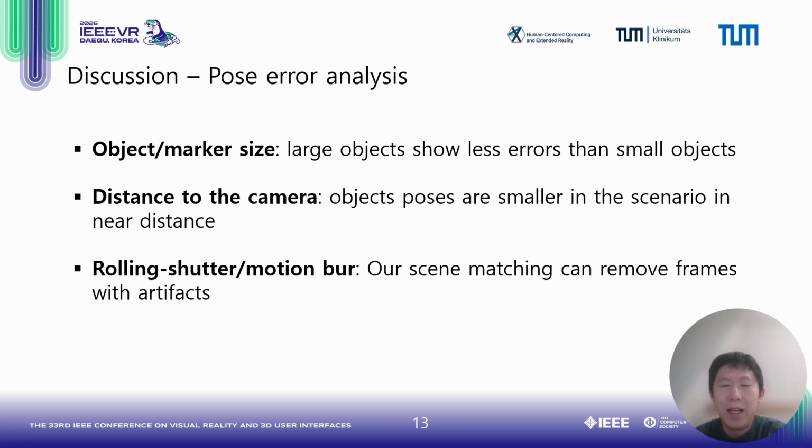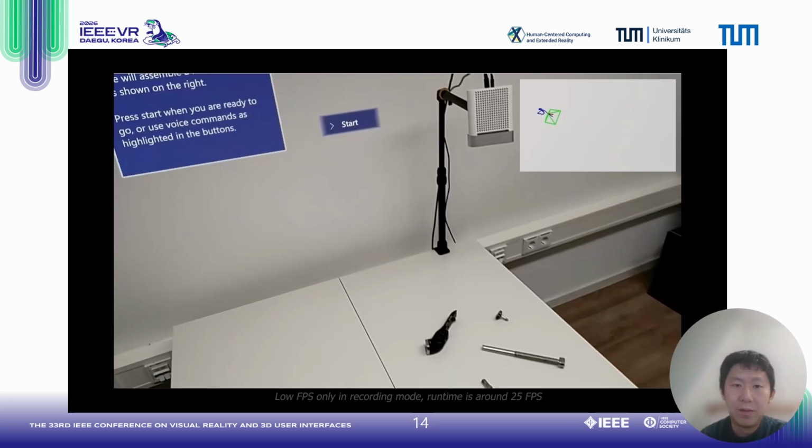Pose errors rely on many factors. For example, the object size, distance to the camera, and motion blur of dynamic cameras. Usually, large objects show less error than small objects. Object pose errors are smaller in the scenario of near distance. Our proposed method can efficiently remove the frames with artifacts using the matching algorithm in the case of rolling shutter or motion blur.